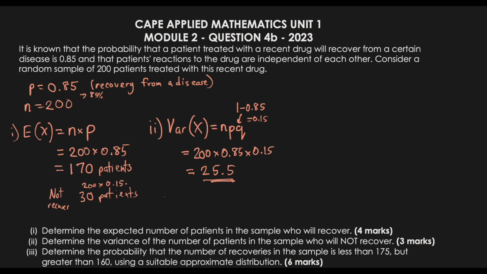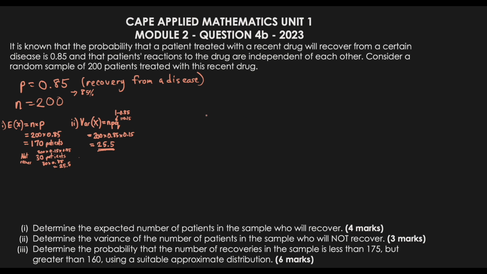Now we need to multiply that to what? We need to multiply it to 0.85, because this is the probability of recovering. So even though we're focusing on not recovering, we still have to multiply it by the probability of recovering. So when we find 30 times 0.85, we still get back the same 25.5. So our variance in this case, no matter how it's said, is the same exact thing. So therefore we would have 25.5 as our answer.